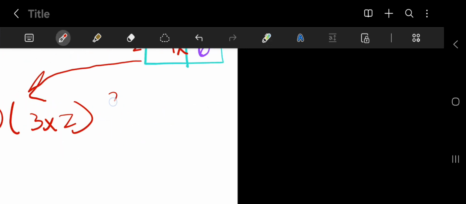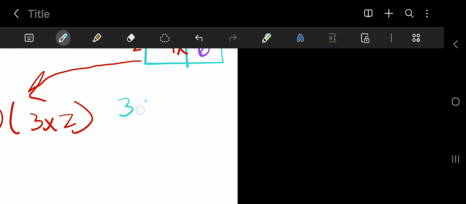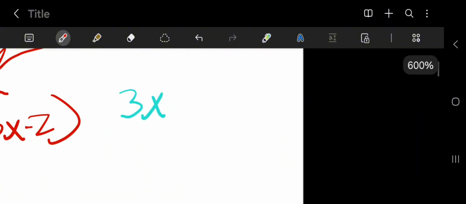Okay, so let me do this in a different color. Let me use this little teal. I really like this teal. Okay, we're going to do 3x. Did I forget a symbol? Why is nobody telling me I forgot a symbol? Sorry, guys. Fix that.